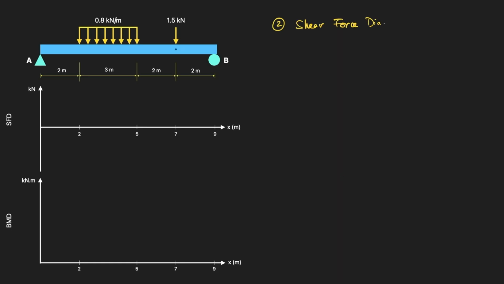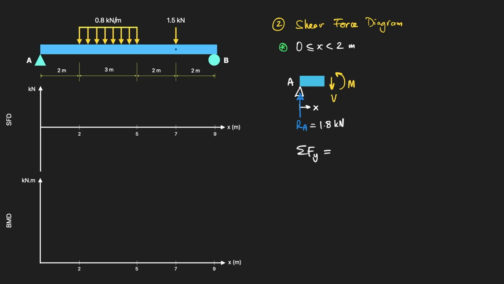Step 2, the shear force diagram. First segment, from A up to the start of the uniform distributed load at 2 meters. Remember the sign conventions for the internal shear V and internal moment M: V downwards and M counterclockwise. So only RA acts on this free body, 1.8 kilonewtons, plus the shear V. Sum of vertical forces equals 0. Thus V minus RA equals 0, so V equals RA, which is 1.8 kilonewtons. It comes out positive, so shear is a flat 1.8 kilonewtons across this whole segment.